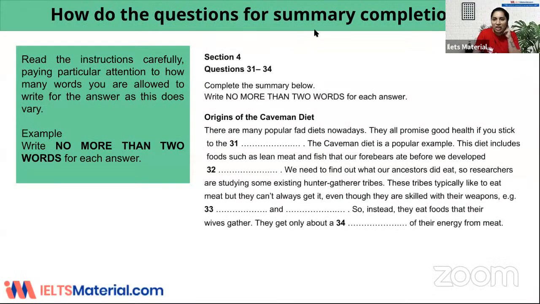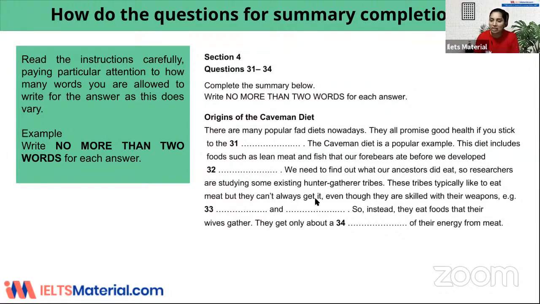Now, summary completion is where you may get more distracted. Why? Because it would be a long description, a long lecture, and you will find 4 or 5 questions in a small paragraph. So definitely they'll not be describing word to word. Many different words would be used. But the point is, they may get you distracted, as the questions would be somewhere far away, distant. You can see 31 is here and 32 is here.